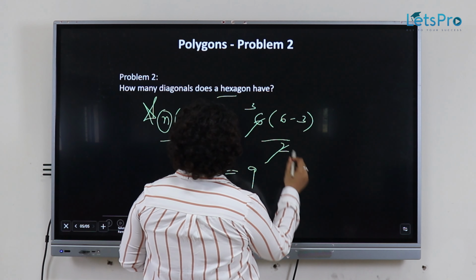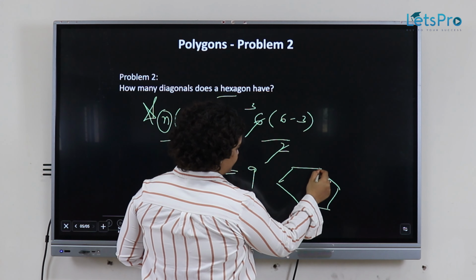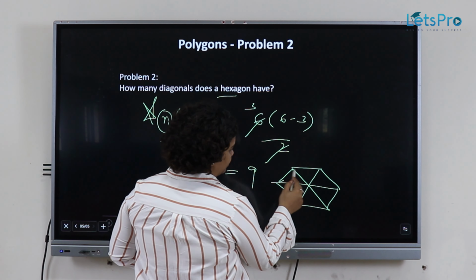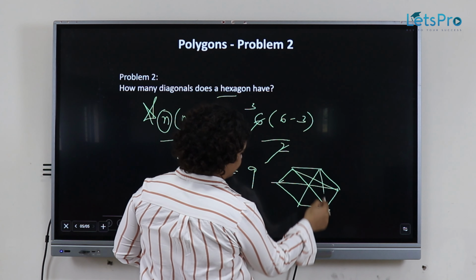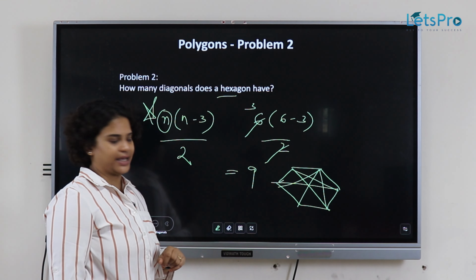Diagonal meaning, so a hexagon is a 6-sided figure. So this is a hexagon, from here to here, here to here, here to here, and then from here to here, and then here to here, here to here, right? So in total you will have 9 diagonals like that.